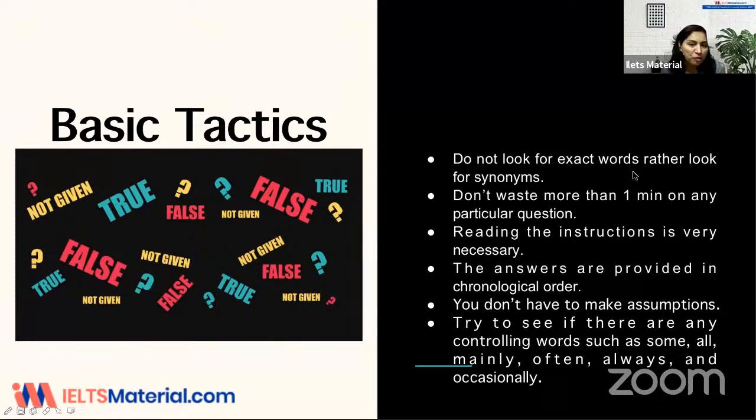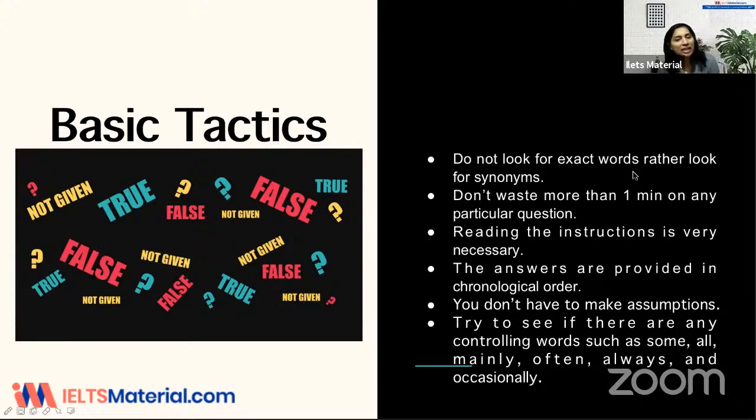If it is true, false, write true, false, and also do not write only T, don't write only F, or don't write NG for not given. So abbreviations are not allowed. You need to write the complete answer. Don't write Y for yes, N for no, and NG again for not given. Do not write the short forms. You need to write the answer completely.